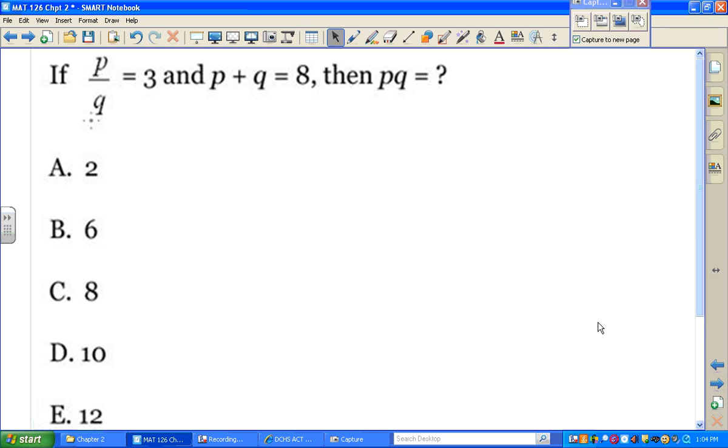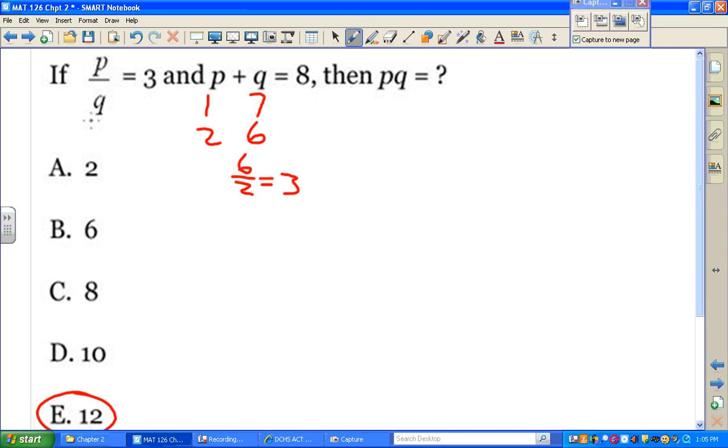Did you get it? Nice job. All right. How'd somebody do it? 1 and 7, 2 and 6. Oh, then 6 divided by 2 is 3. So 6 times 2 is 12. Nice. Anybody have a different idea?